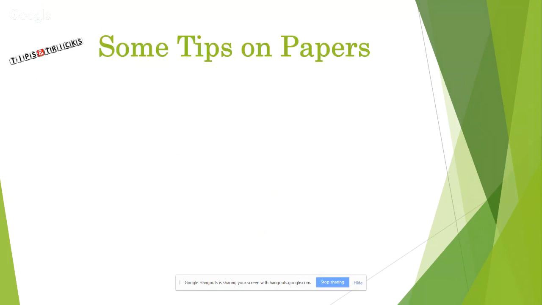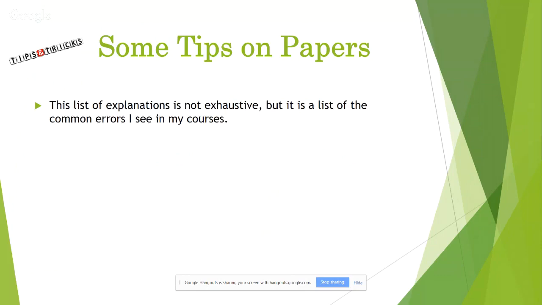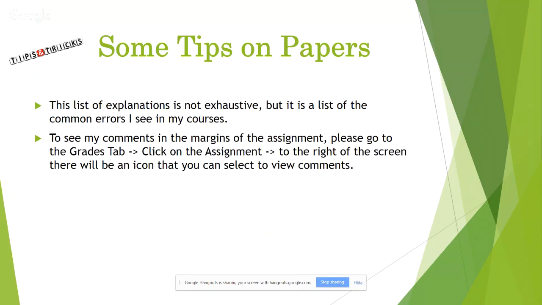All right, some tips on papers, some common errors that I see. Now, this list of explanations is not exhaustive, but it is a list of common errors I see in my courses. To see my comments in the margins of an assignment, go to the Grades tab, click on the assignment, and on the right of the screen, you'll be able to select View Comments. I forgot what the icon looks like, but it'll be on the right side of the screen.